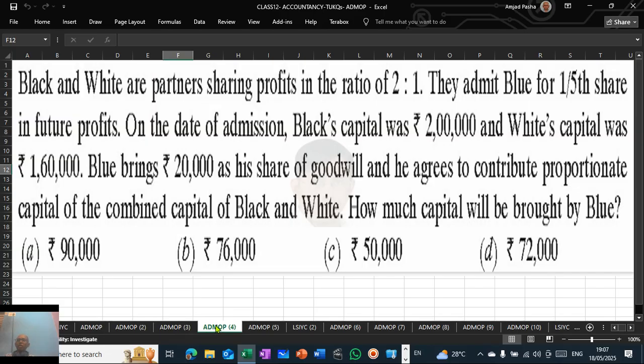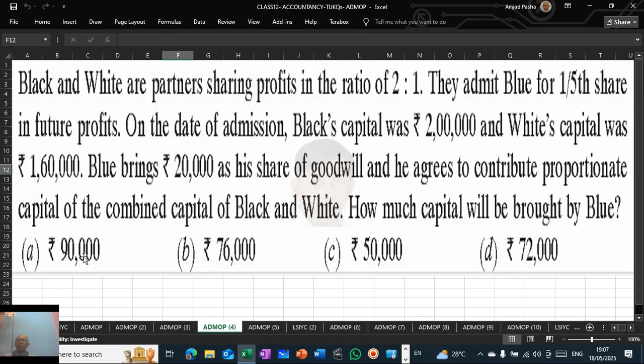Question number 4, Admission of Partnership. Black and white are partners sharing profits in the ratio 2 is to 1. They admit blue for one fifth share in future profits. On the date of admission, black's capital was 2 lakh and white's capital was rupees 1 lakh 60,000. Blue brings rupees 20,000 as his share of goodwill and he agrees to contribute proportionate capital of the combined capital of black and white. How much capital is brought by blue?